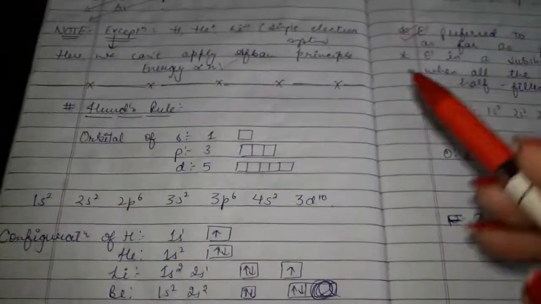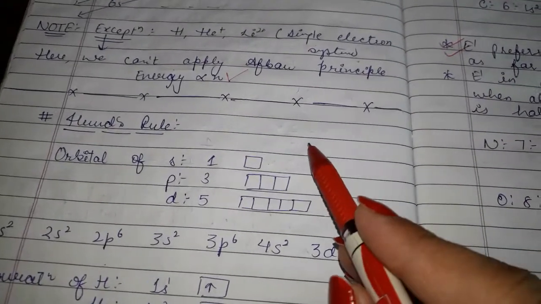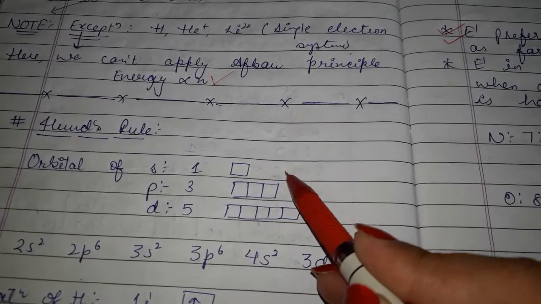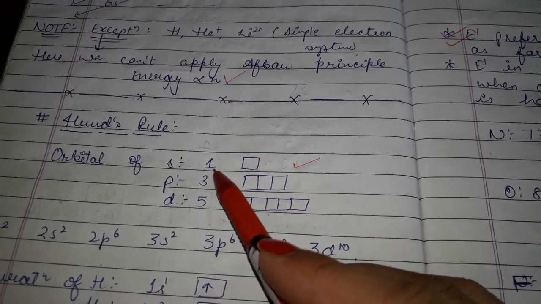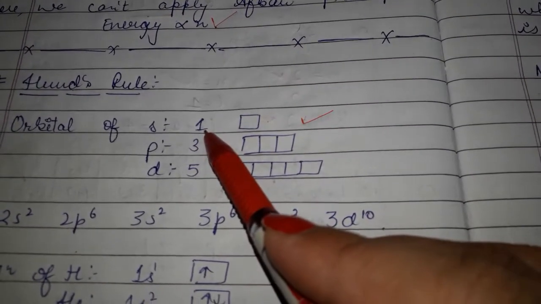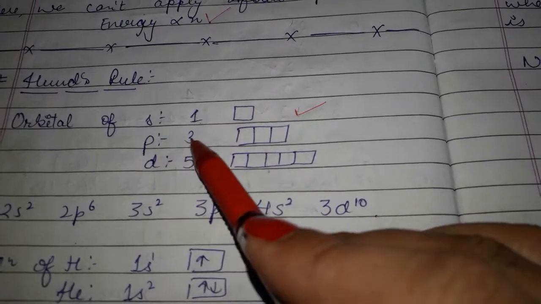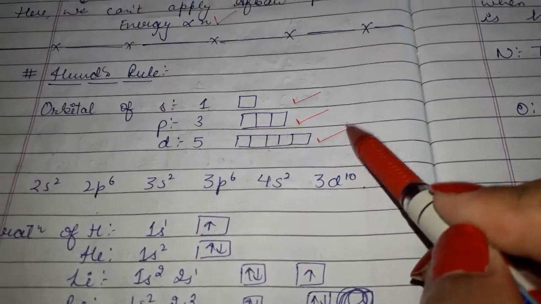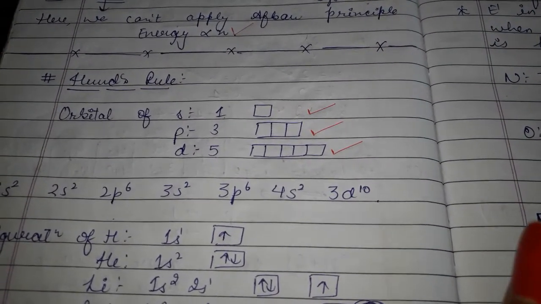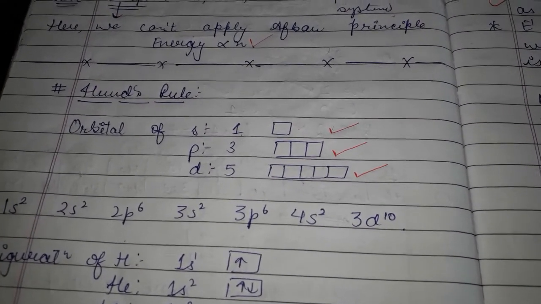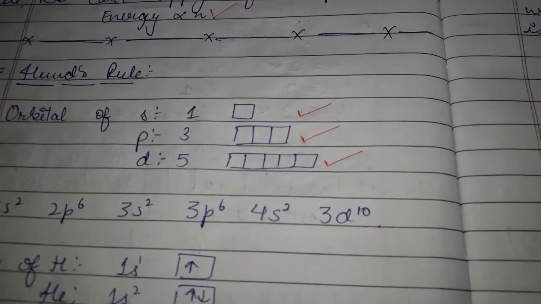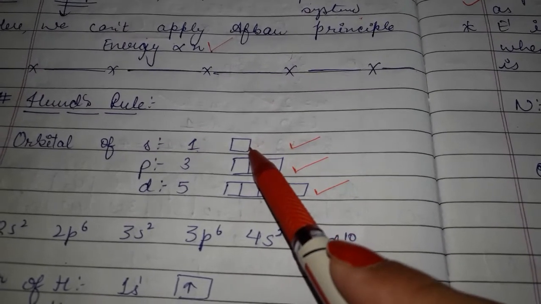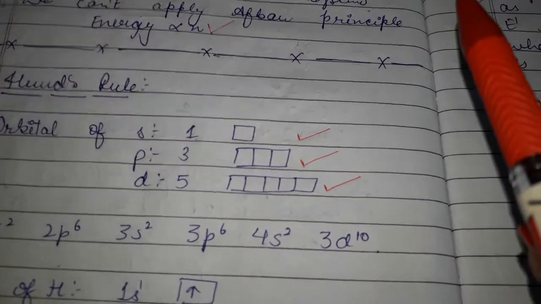Now we'll apply Hund's rule to all the elements. First we have to recollect that the number of orbitals of s is 1. We have done it in the quantum numbers video. Orbitals for p is 3 and orbitals of d is 5. According to Pauli's exclusion principle, all four quantum numbers cannot be the same. Now in any orbital we can enter only 2 electrons.